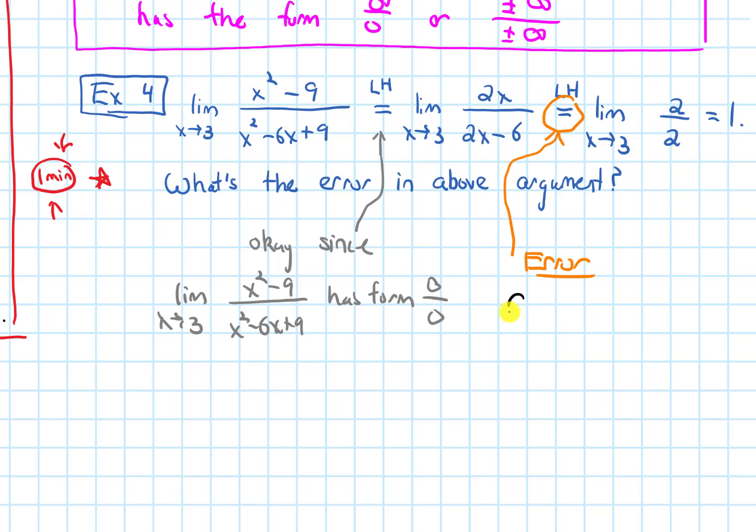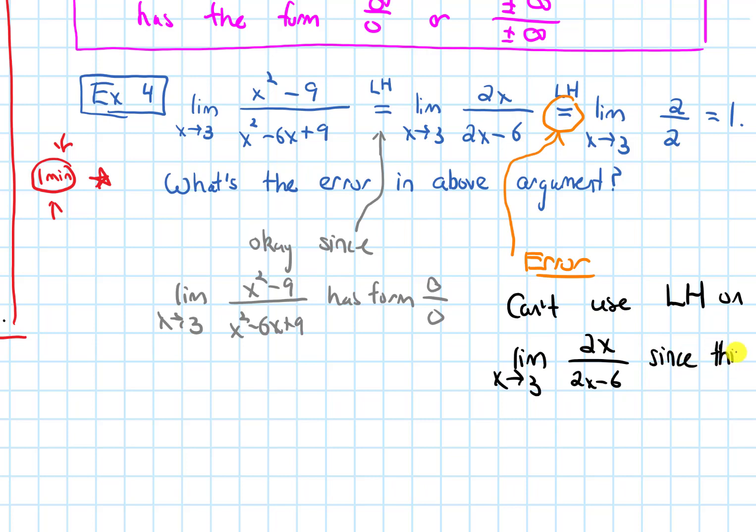We can't use L'Hopital's rule on the limit as x approaches 3 of 2x over 2x minus 6, since this has the form, if you plug 3 into this, the top is 6, the bottom is 0. But that's not a form I can use L'Hopital's on. This is not 0 over 0. It's not infinity over infinity.